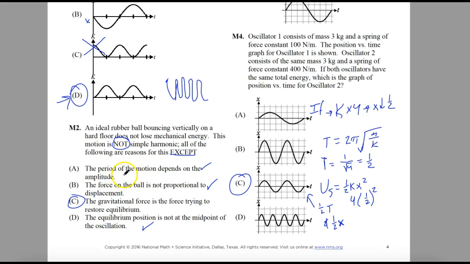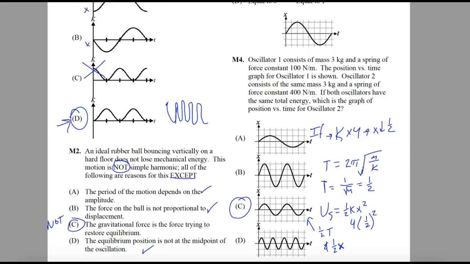Okay, so that's true. The force on the ball is not proportional to the displacement. Well, that is also something that would match. The gravitational force is trying to restore equilibrium. That is not true. Okay, so this is one of those reasons that is the exception. The equilibrium position is not at the midpoint of the oscillation. So there's another one. This is that ball. It does not lose mechanical energy. This motion is not simple harmonic is what they're saying.